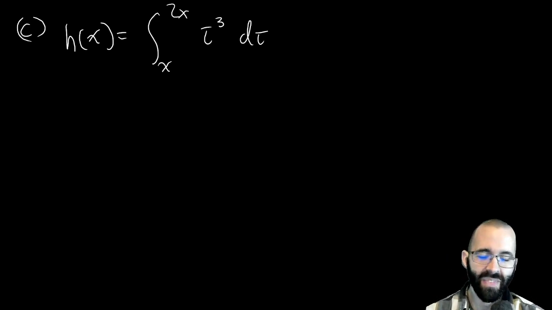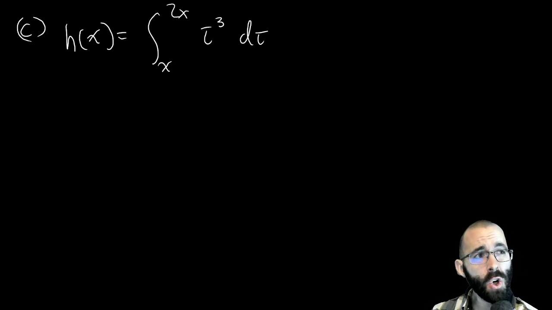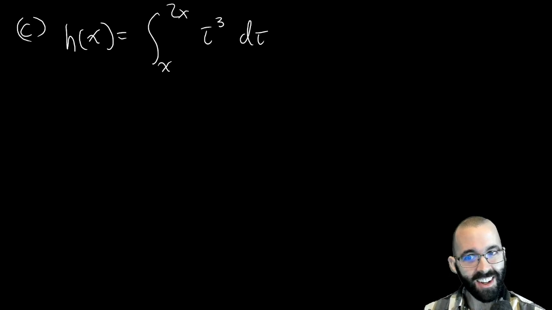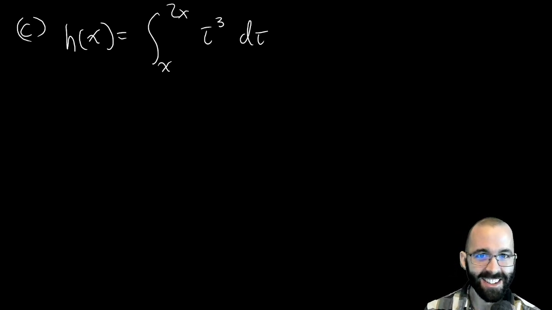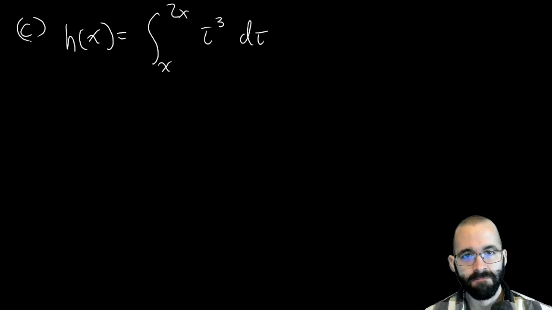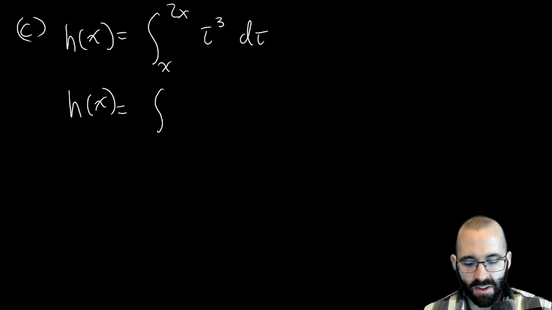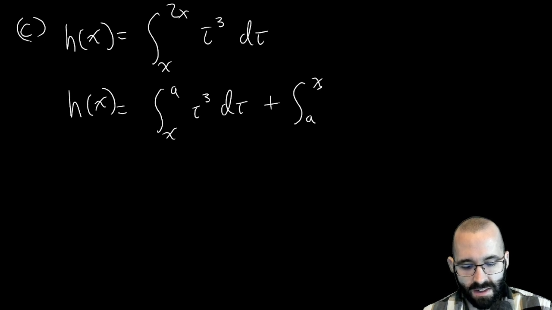We're going to use a little property of definite integrals that we talked about in the second section of this class. Watch this. a can be any real number. And if a is any real number, is this not the same as the integral from x to a of t cubed dt plus the integral from a to 2x?